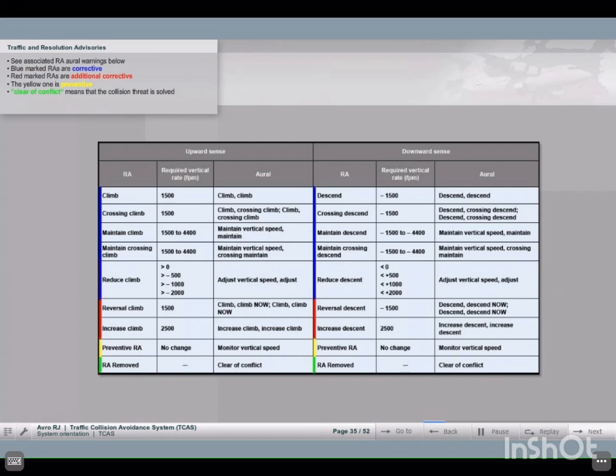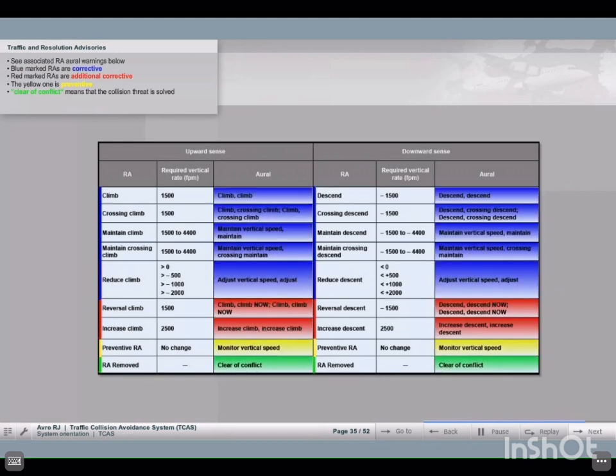Every RA has an associated oral warning issued through both the loudspeakers and the headsets. See the color code for the different types of RAs. Click on the relevant RA to hear the audio.